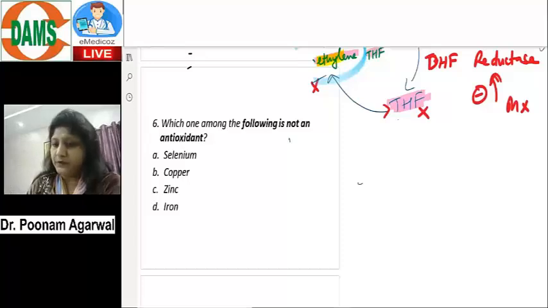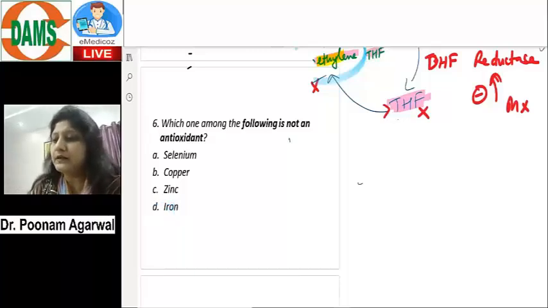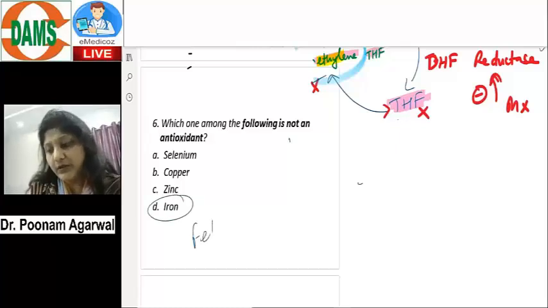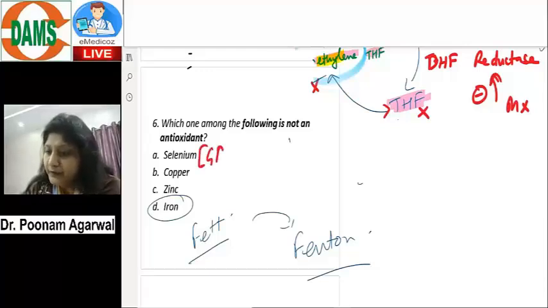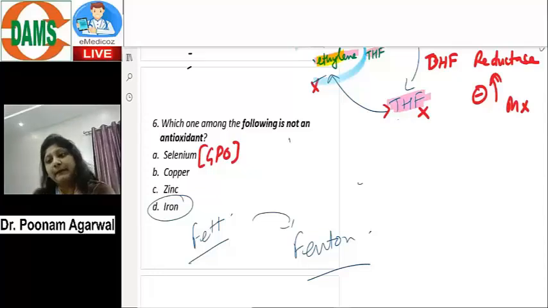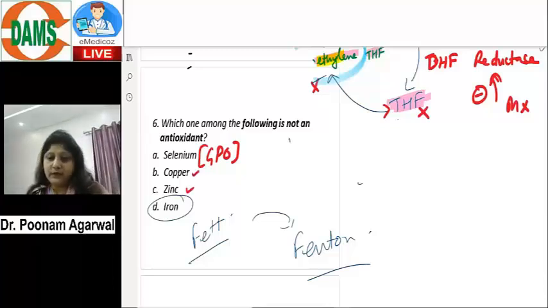Now if you see these options, all will act as an antioxidant except iron. Iron is not an antioxidant. Rather, the iron in the ferrous form is very dangerous and it's going to start the Fenton reaction, which is going to generate free radicals from H2O2. So iron is rather an agent which can produce free radicals. Otherwise, selenium is an important part and parcel of the glutathione peroxidase enzyme, which is an important antioxidant enzyme. Then copper and zinc also play an antioxidant role.